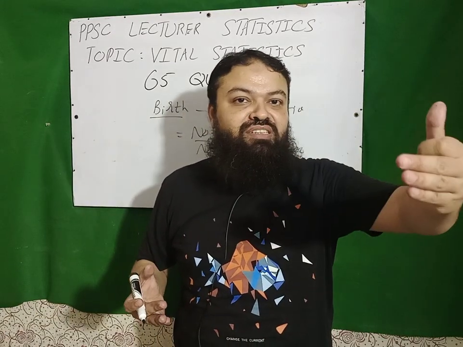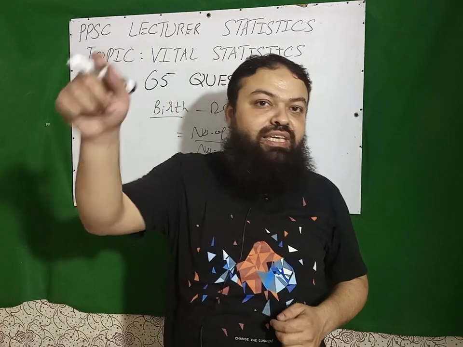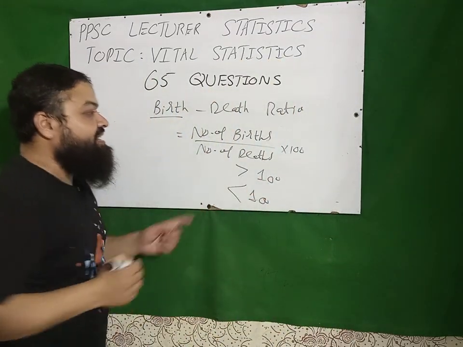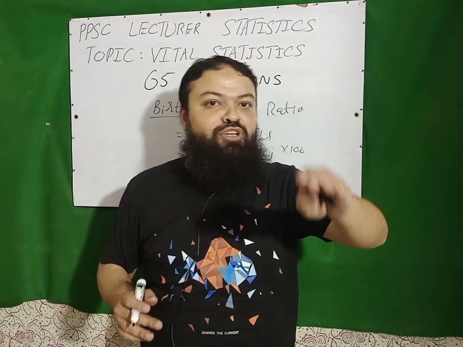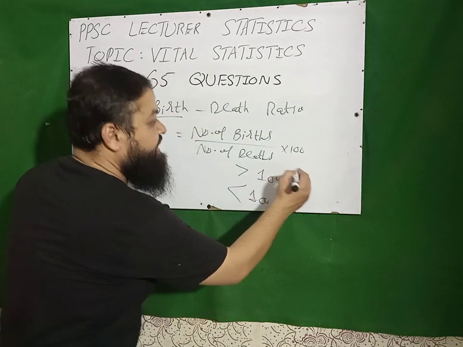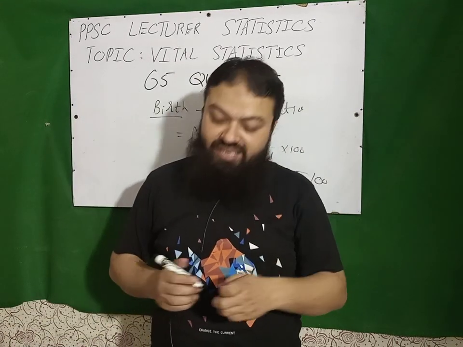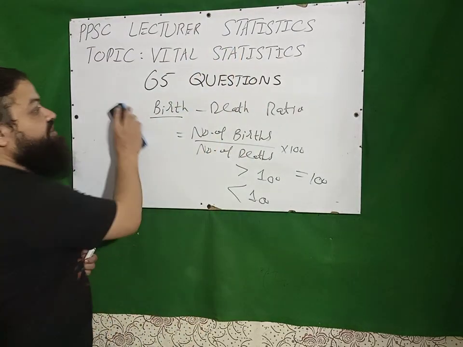There are more births as compared to number of deaths in a given period of time, in a given year. And if the answer is less than 100, it means that the number of deaths is more than the number of births, and the population is decreasing. And if the answer is equal to 100, it means that the population is stable. Very important: all of these can be multiple choice questions in the statistics exam.